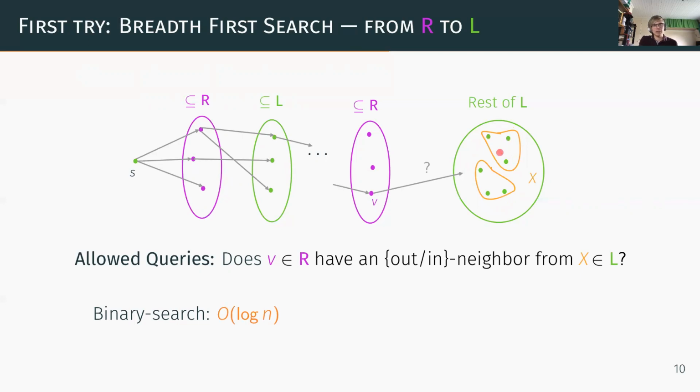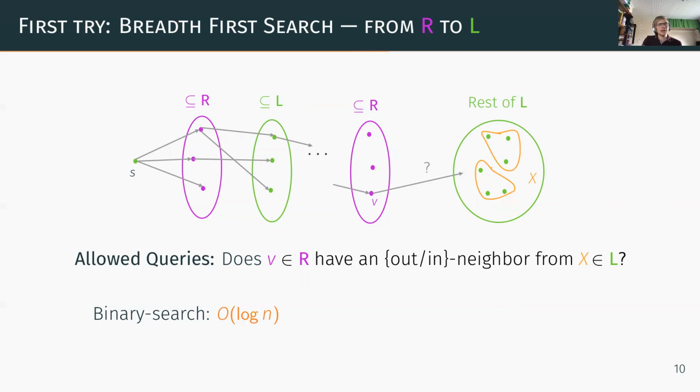So we split this X up into two approximately the same size parts and then recurse on them as long as they have an edge from V. And we can find all out-neighbors of V in log n queries per out-neighbor. This is essentially the idea which lets the two recent papers from 2019 implement Cunningham's algorithm in n-squared queries.